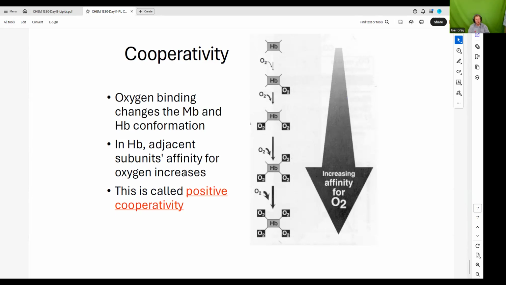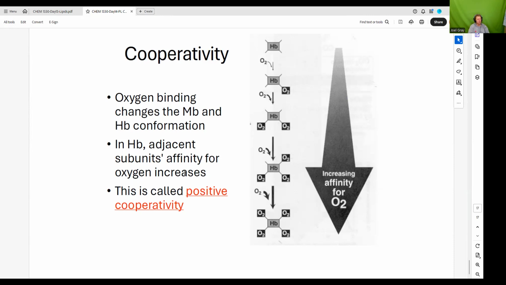I guess, first O2 binding is the one that it wants to do the least. So what that means is that the deoxygenated form of hemoglobin wants oxygen less than the fully oxygenated form of hemoglobin. I gave the analogy the other day of a junior high school dance or something like that.